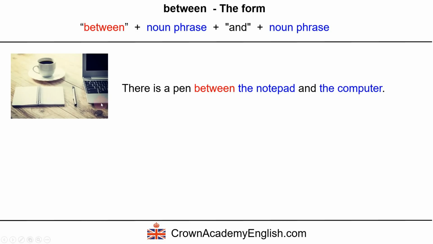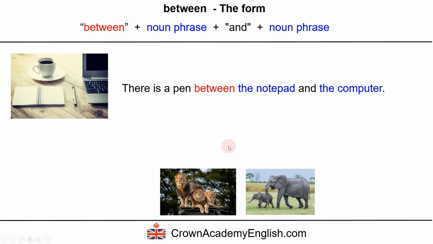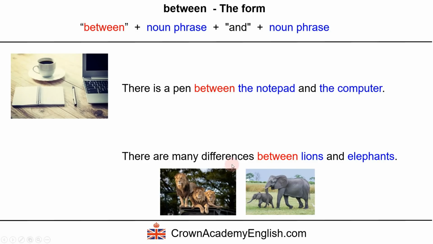So an example. There is a pen between the notepad and the computer. Okay, so we have two clearly separate objects, and in the middle we have the pen. Now here is a different meaning. Here we are using between to compare two things. So we are making a comparison. Okay, we are comparing lions and elephants. So we say there are many differences between lions and elephants.